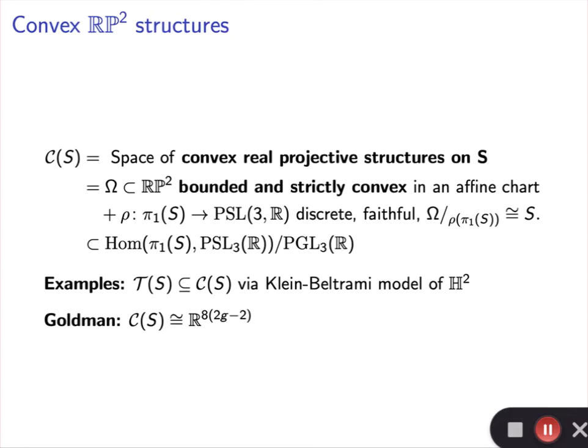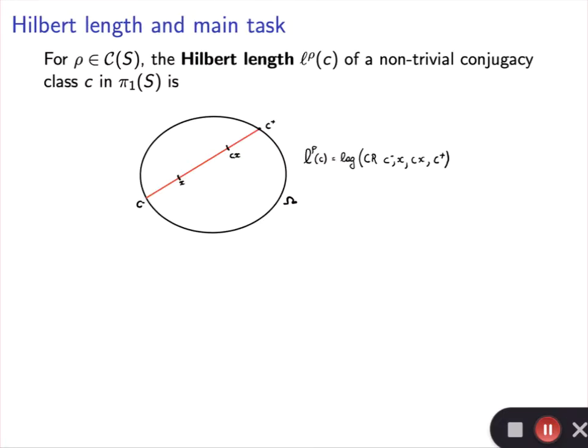So again, we have this space, and we have Teichmüller space inside of it. So a natural question is, well, if I go to infinity in the space of convex projective structures, when does my limit look like a point in the boundary of Teichmüller space? Before we can formalize this question, we need to introduce a generalized length, and that's the Hilbert length.